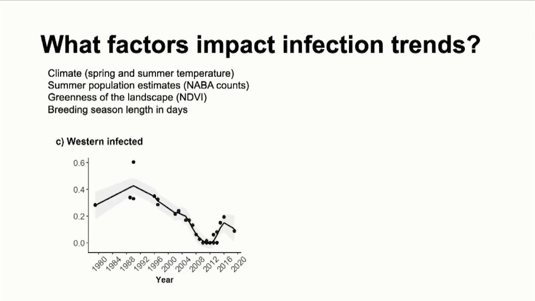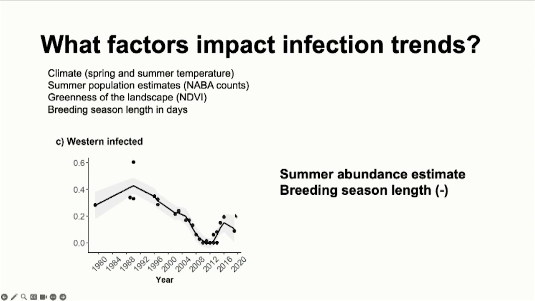For the Western monarchs, we again saw this decrease in infection rates over time. And again, we saw an impact of summer abundance. Surprisingly, we saw that breeding season length was negatively related to infection trends, which was puzzling to us. I think one of the possibilities is that the shorter season potentially clusters more monarchs and causes more spread of the parasite.